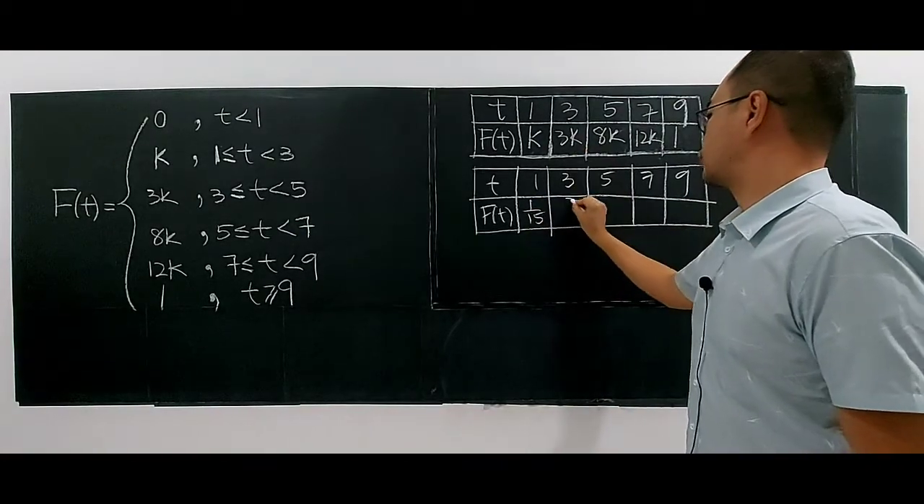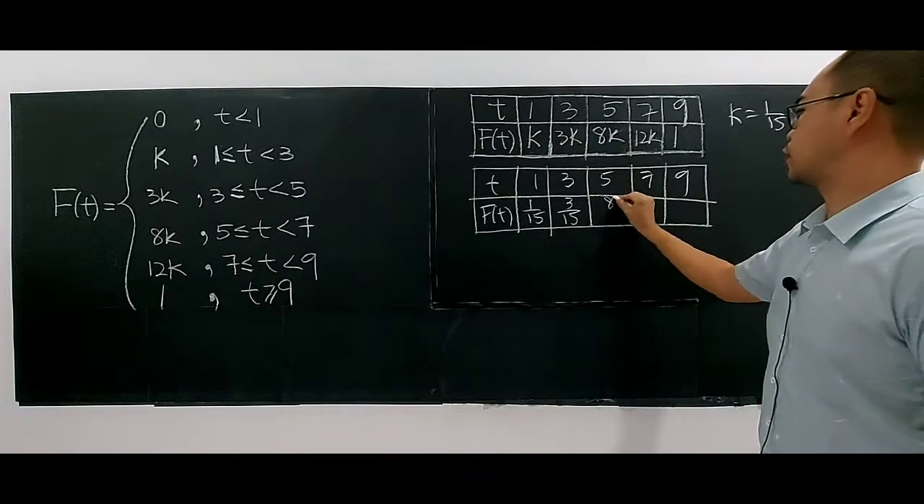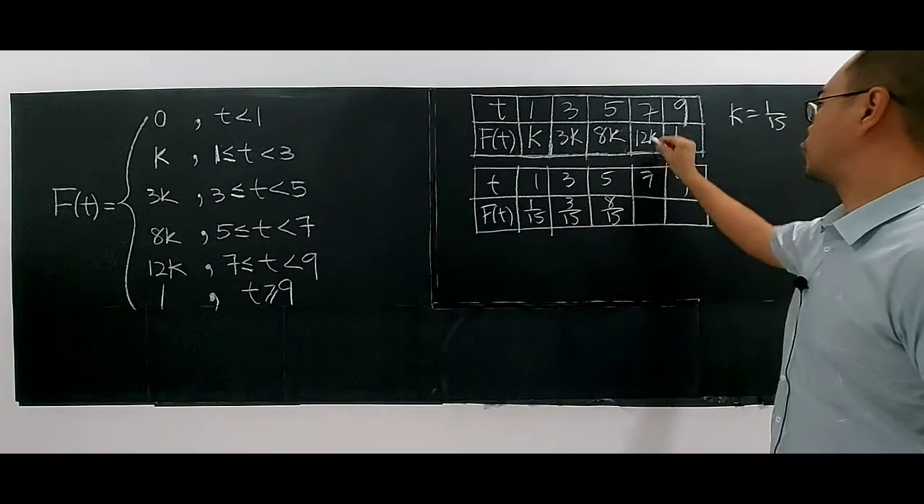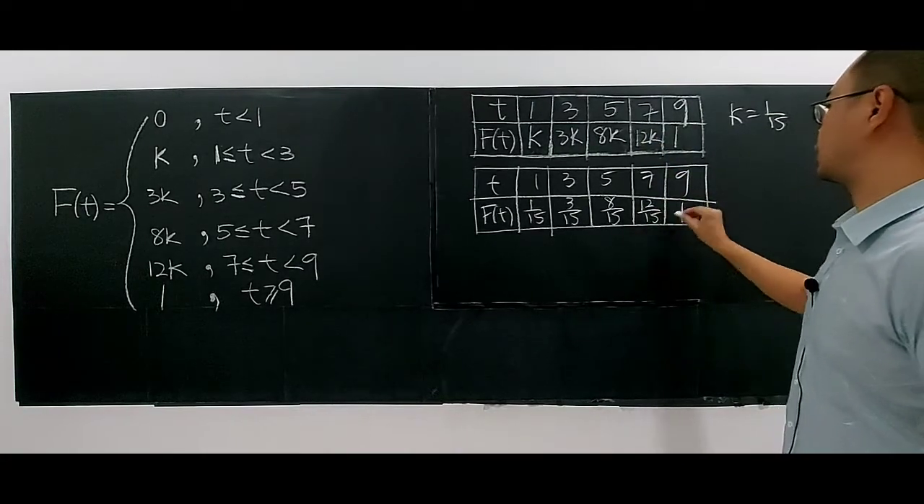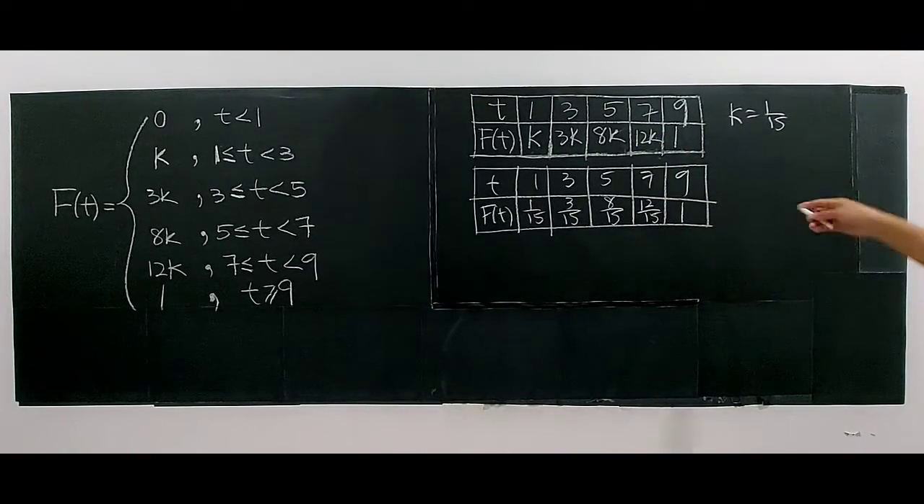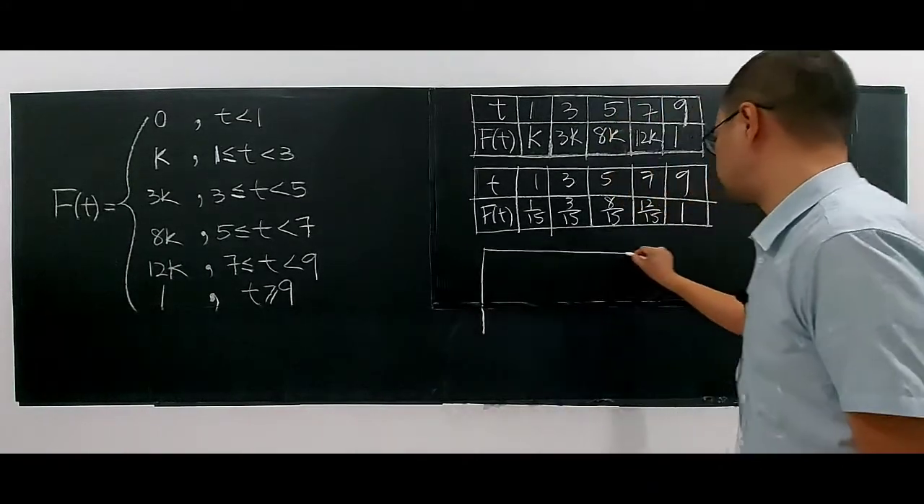So you will have 1 over 15, and this will have 3 over 15, as 3 multiplied with 1 over 15. And this you have 8 over 15, followed by 12 over 15, and finally you're getting a 1 here. Now I have known the value of k, and the question is asking us to find the probability distribution function of t, which actually means to find the probability distribution table.